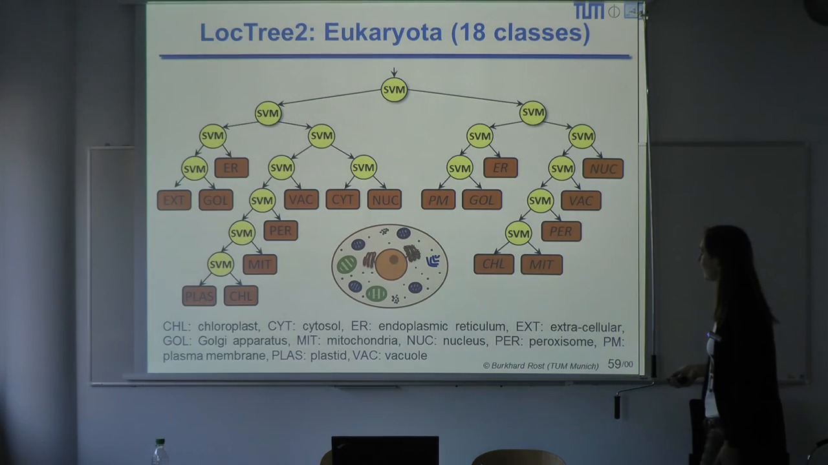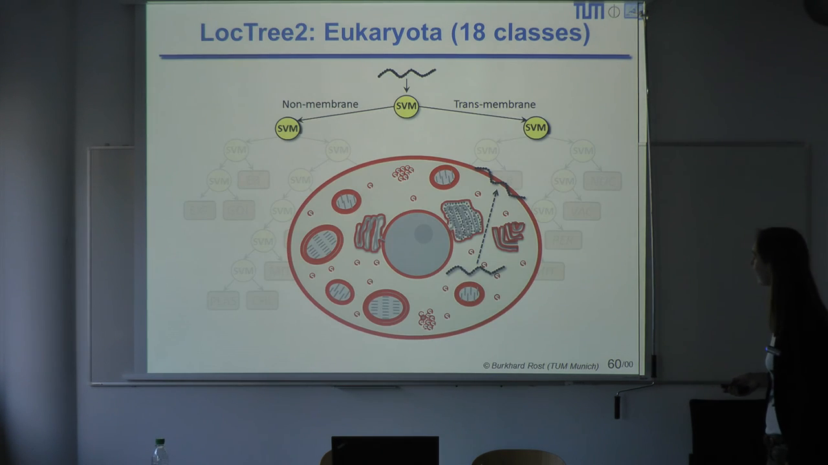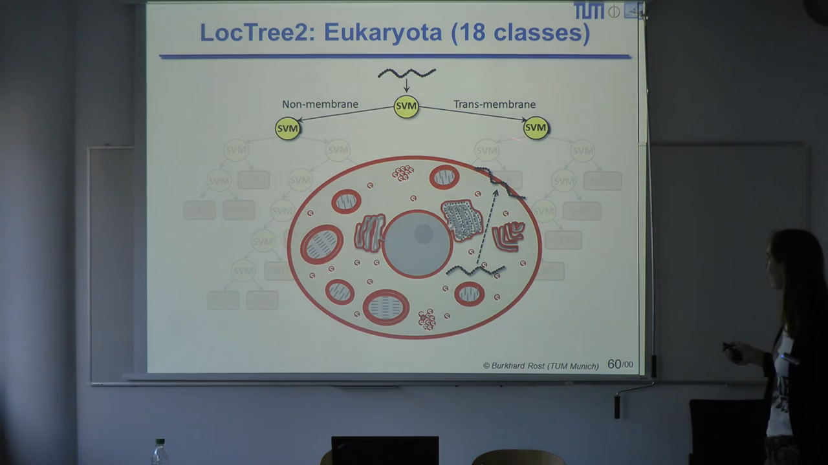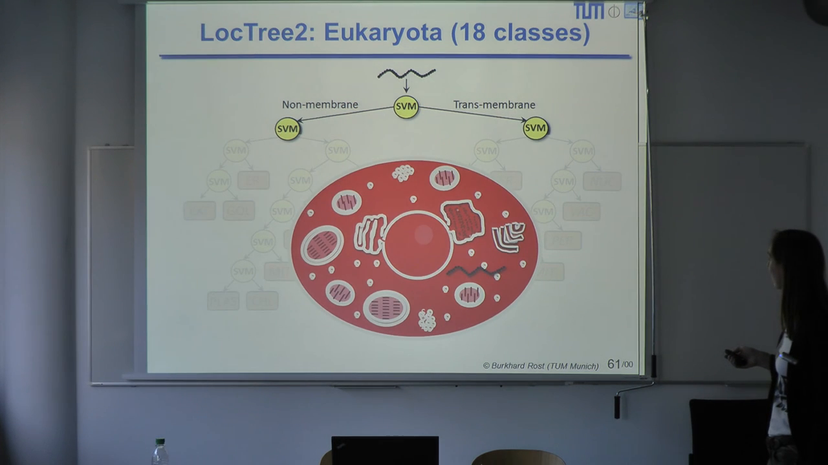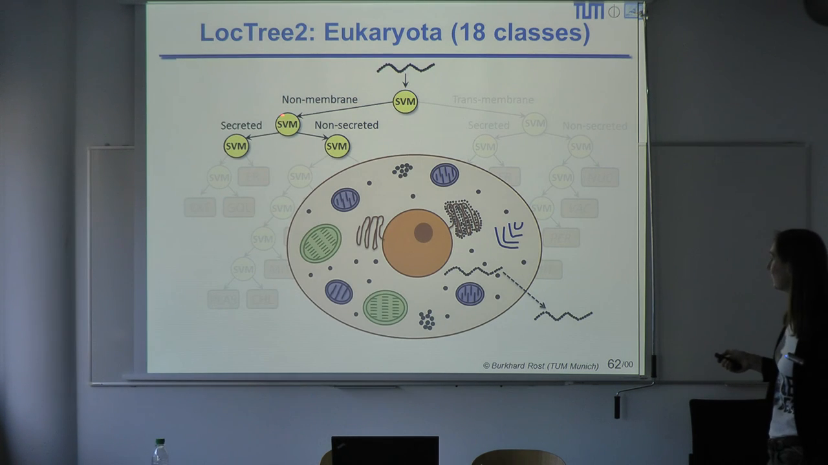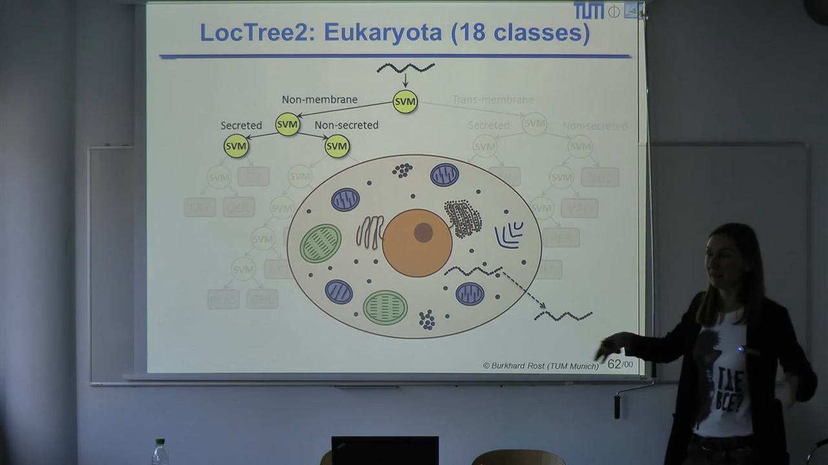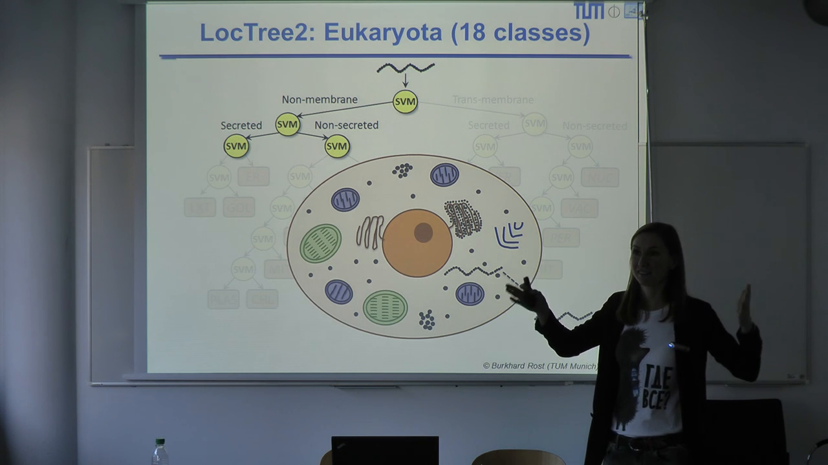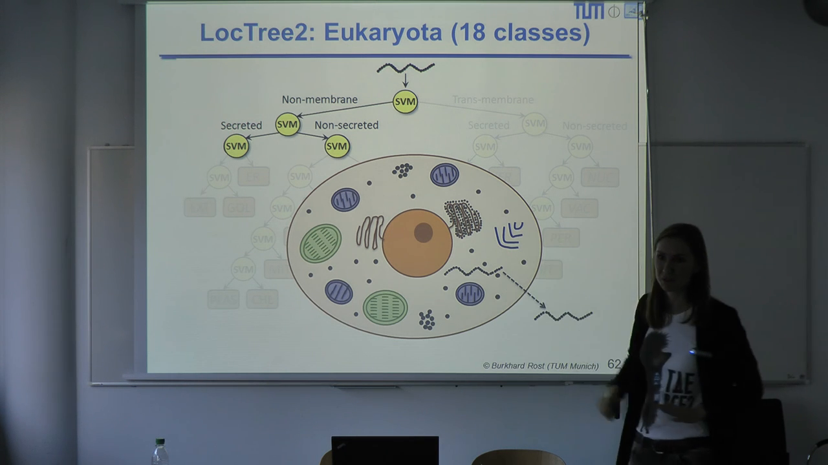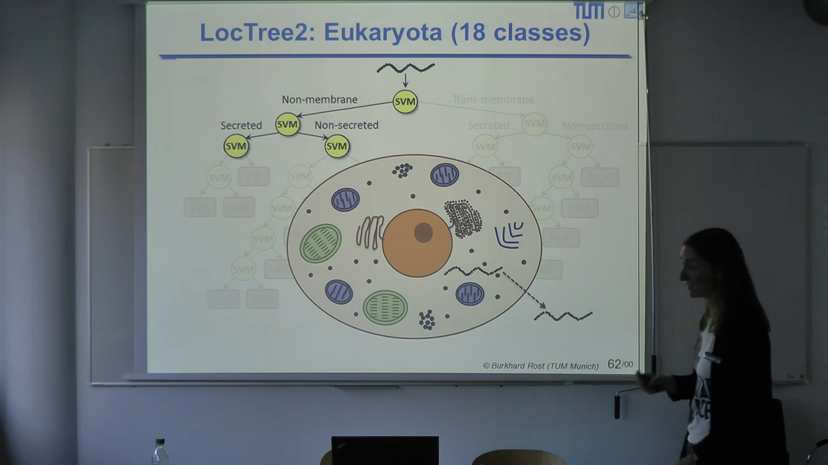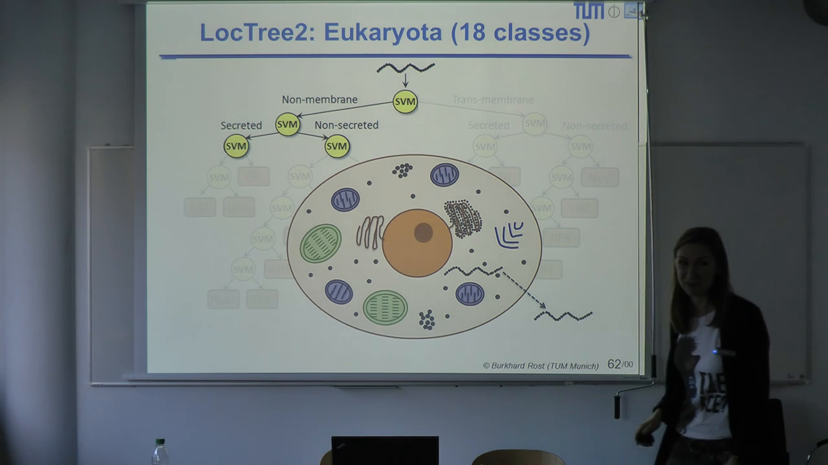And for eukaryotes, it looks like that. So the first decision that we make is whether it's membrane or not membrane. If it's non-membrane, then we predict whether it's secreted or not secreted, as shown here. And so on, then if it's secreted, whether it goes to the ER. If not, then whether it goes to the Golgi. So it's really biological knowledge implemented into a machine learning decision tree. And that's really, really super cool about this method.